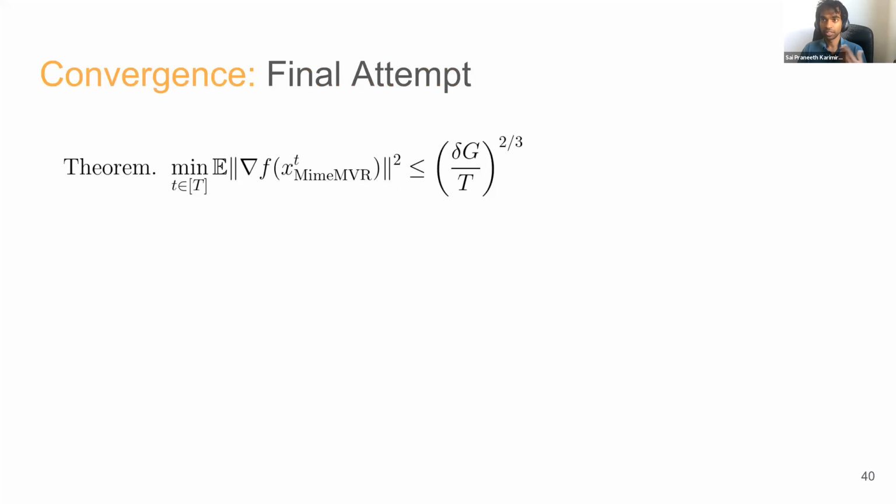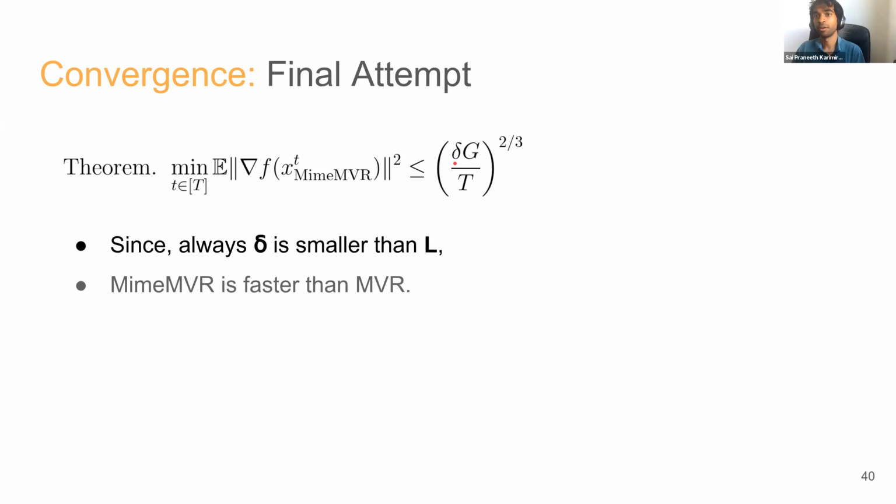Plugging this into our analysis, you can actually replace the L in our rate with a delta. And because delta is always smaller than L, we can prove that MIME MBR is actually faster than the server-only MBR. So we've managed to prove that local steps actually help, and not only help, they help asymptotically. This is really the first result which shows that local steps can help asymptotically.